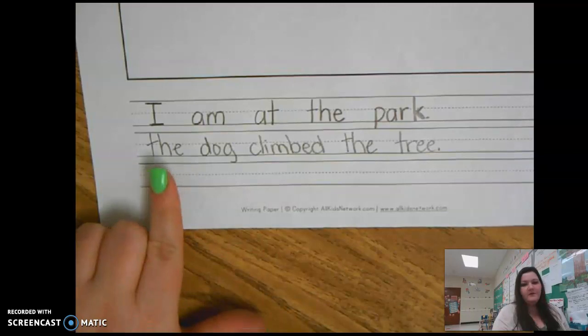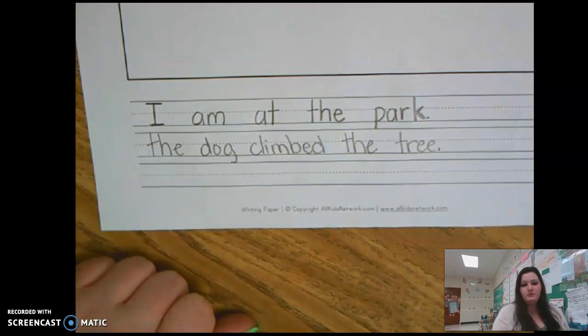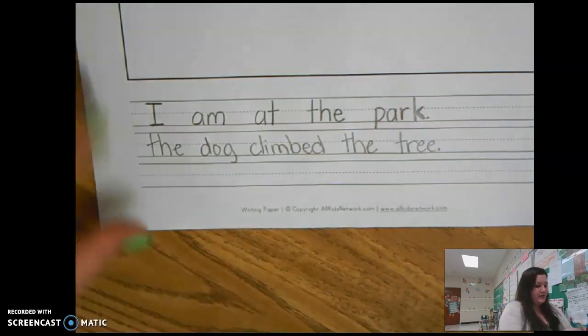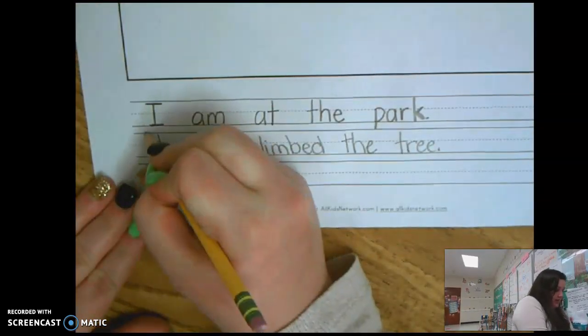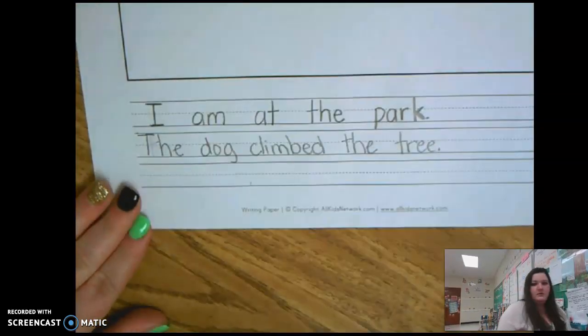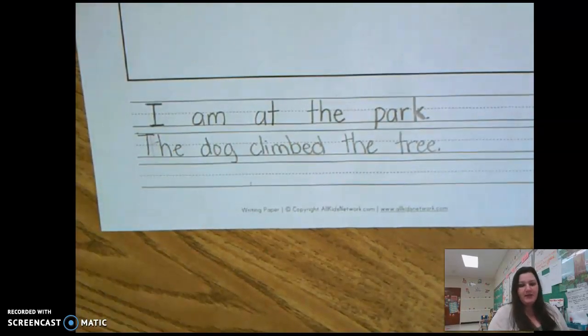What's wrong with the first word? No, it's spelled right. It's one of my snap words. Good. It doesn't have a capital T. And when we start our sentences, we have to start with a capital letter. So I'm going to erase the sentence and start it with a capital. Okay, a capital T.